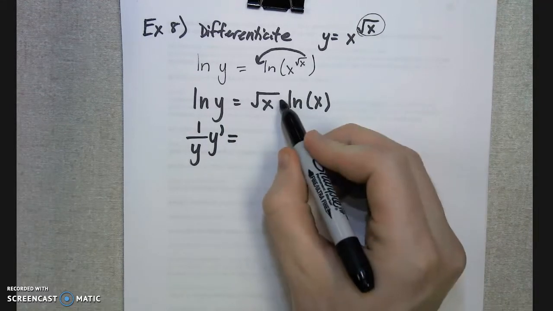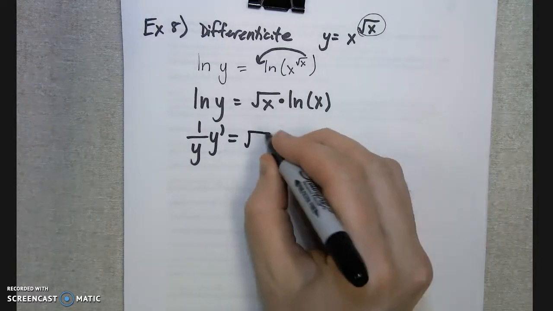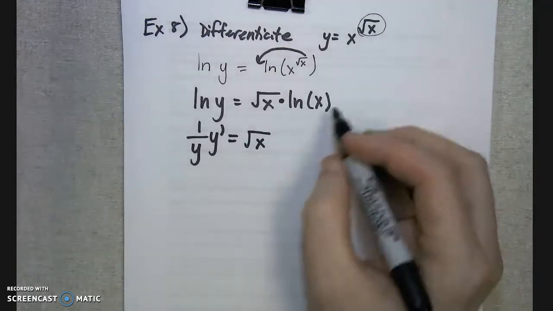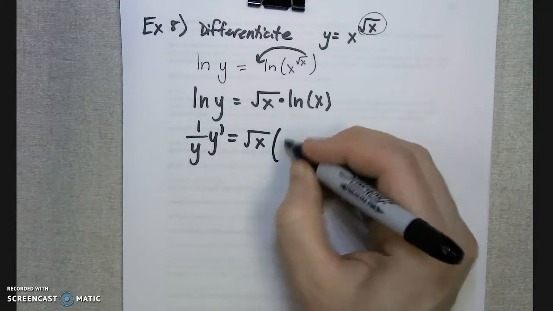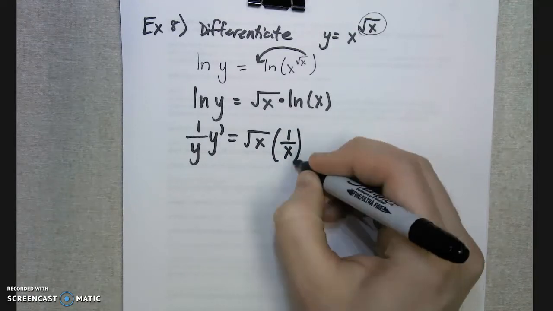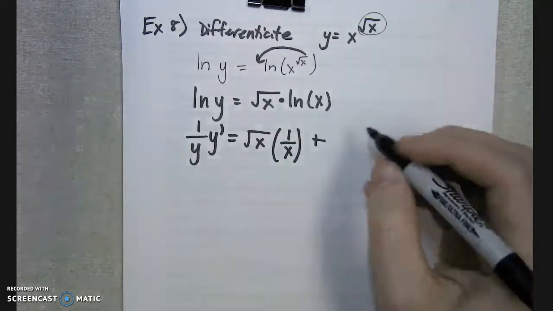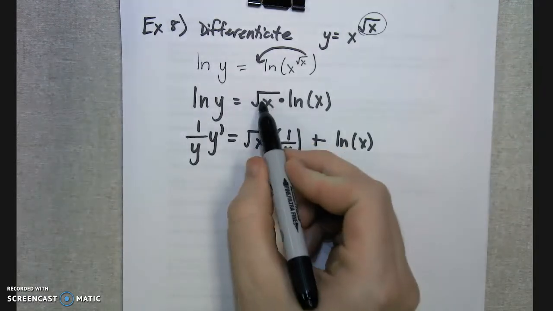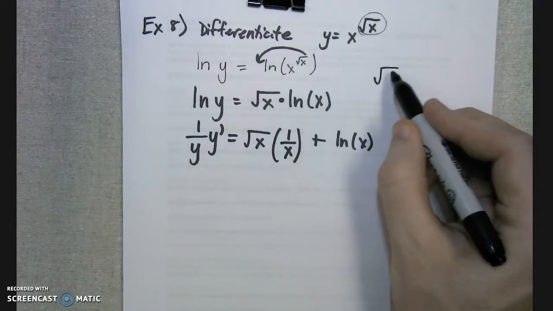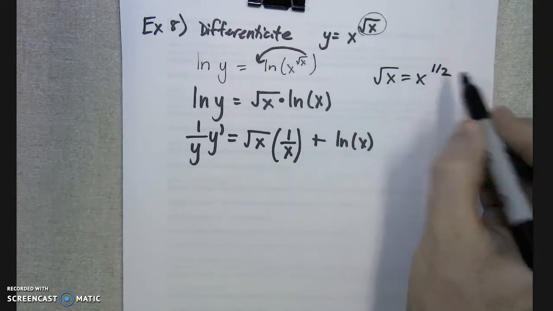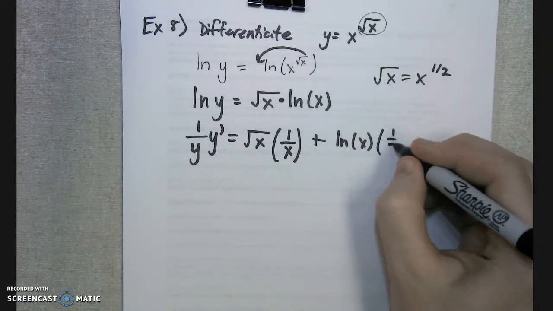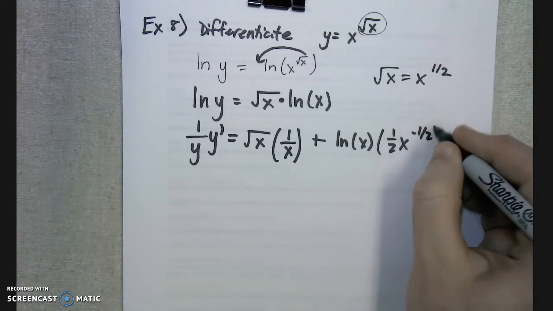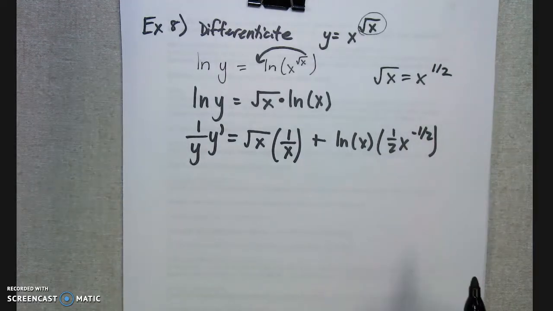This is a product rule. So we're going to leave radical x alone, then do derivative of natural log of the second part. So natural log of x is 1 over x, plus we leave the second part alone and do derivative of the first part. Remember, square root of x is x to the 1/2, so this will be 1/2 x to the negative 1/2. And then, so we've got our derivative.